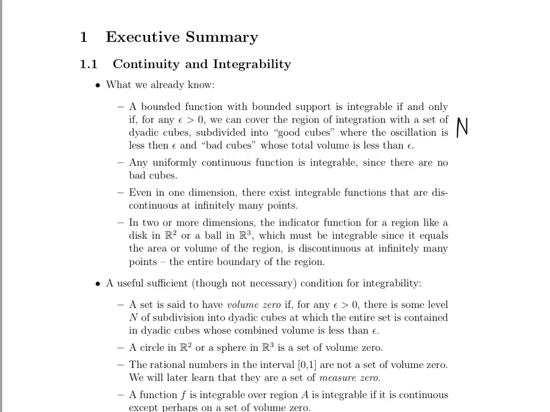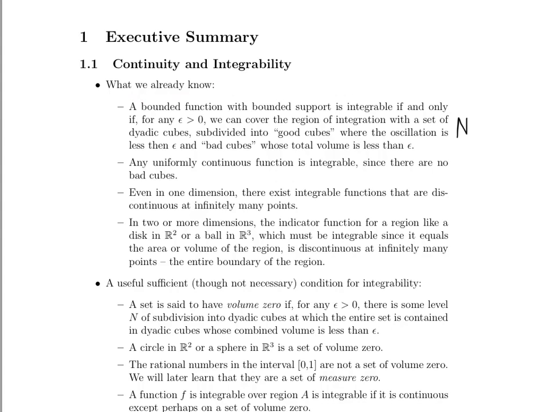But the principle there was that no matter what epsilon value you selected, there would be a finite number of points where the oscillation was greater than epsilon. And what we ended up doing was we were able to make the dyadic division as fine as we could possibly like, so that the total number of bad cubes, in this case bad intervals because we were only dealing in one dimension, would have a total volume less than epsilon. And that goes back to this original statement here. So you can have integrable functions that are discontinuous at infinitely many points. It just depends on the function itself.